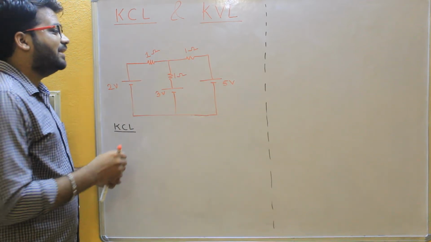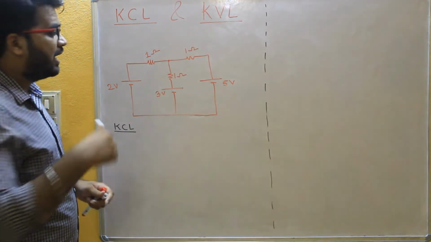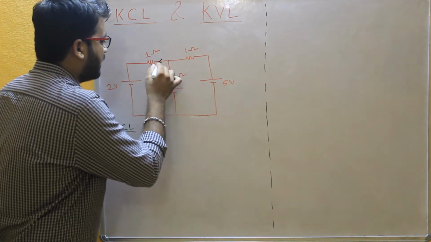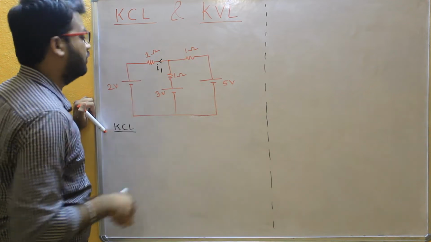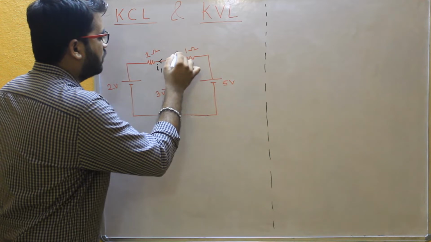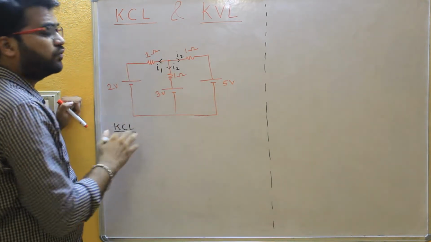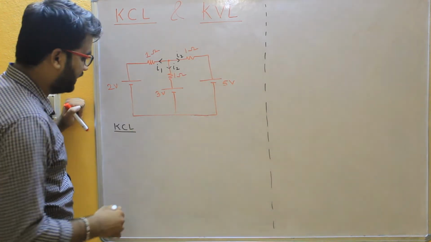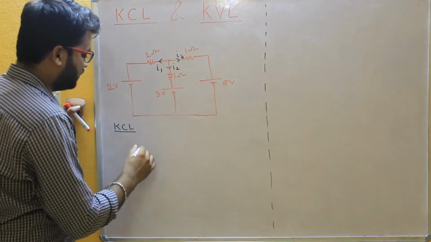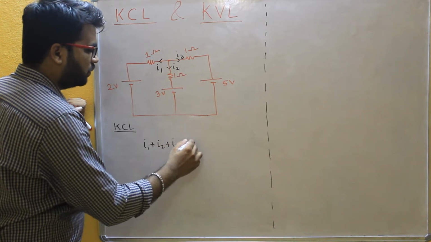Right, so I am considering a node over here, and at this node I am applying Kirchhoff's current law, and that is totally my choice whether I consider current I1 in outward direction or inward direction. So I am considering I1, I2, I3 in outward direction only. According to Kirchhoff's current law, sum of all incoming current must be equal to sum of all outgoing current. तो यहाँ पर सारे के सारे करंट आउटगोइंग हैं, तो मैं डायरेक्टली लिखता हूँ I1 plus I2 plus I3 must be equal to 0.